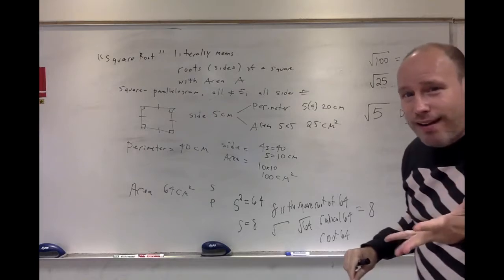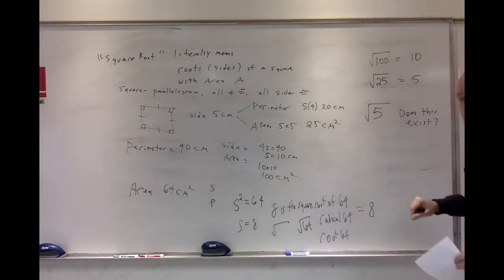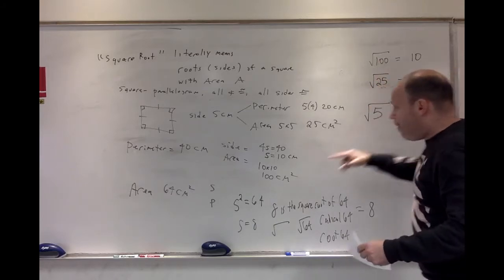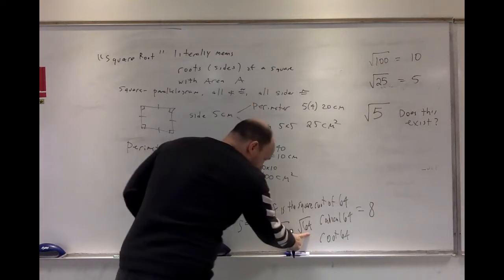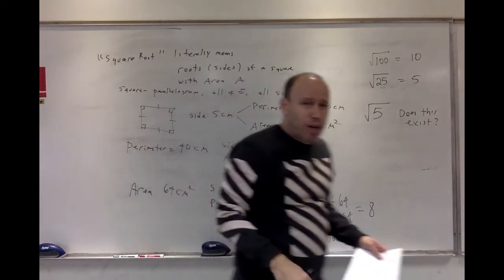It's a number, right? The square root of this represented the number 10. And this thing represented the number 5. This thing represented the number 8. So what does that represent? And so what do you think?